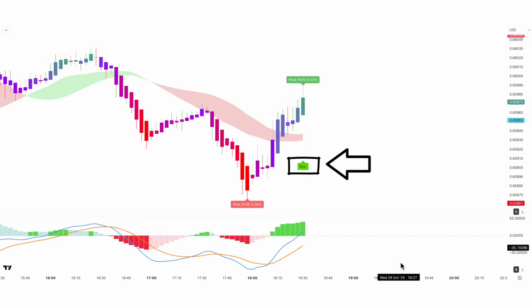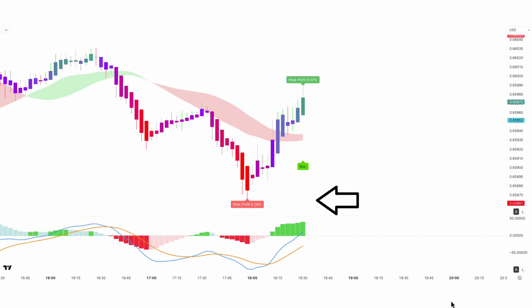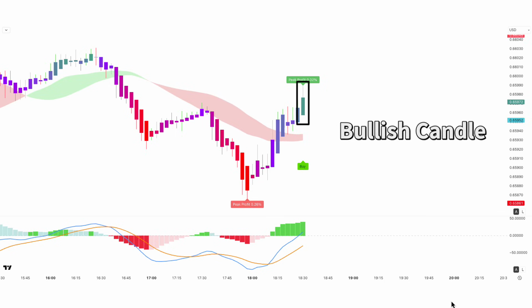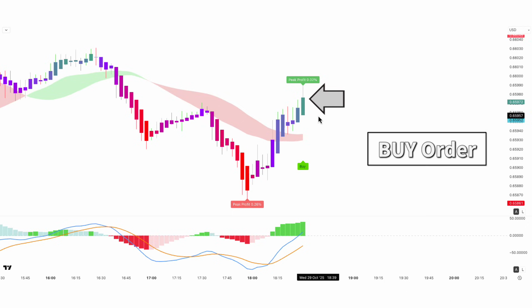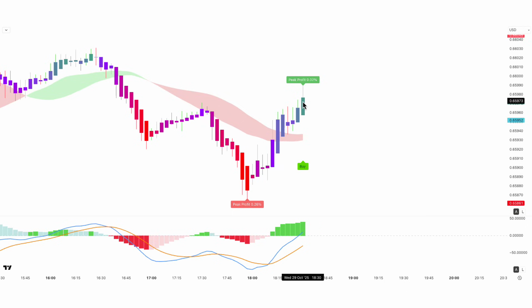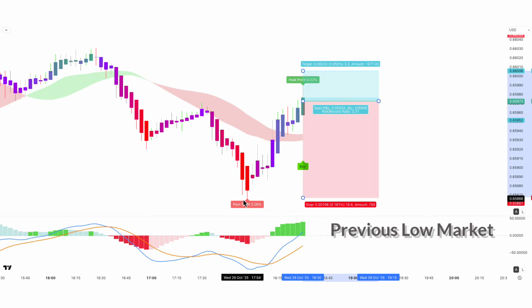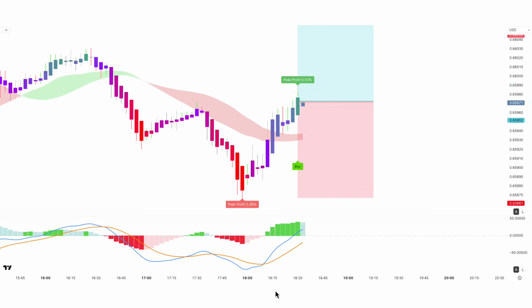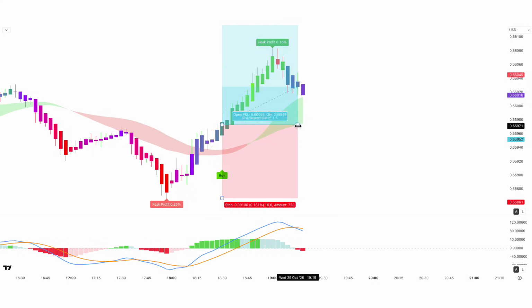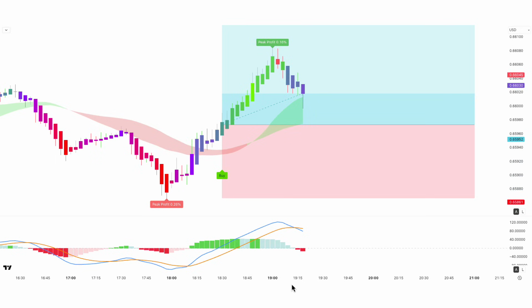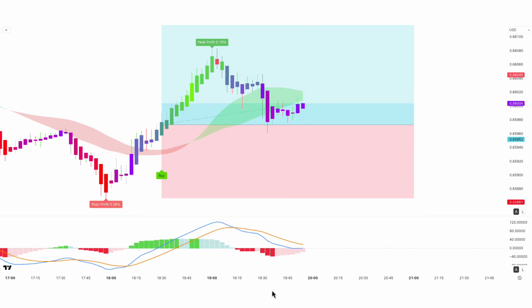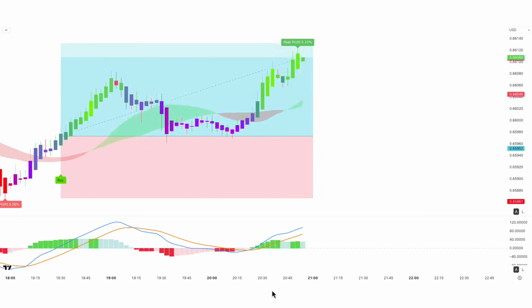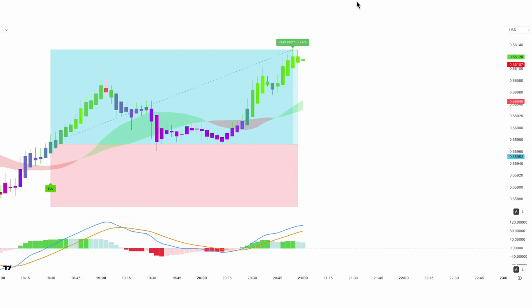Here, the ultimate algo arrow of this indicator is a buy signal. Here, the blue line of volatility adjusted is above the orange line. Here, market has made a bullish candle to give confirmation. So all our conditions are being fulfilled, so we are placing an order to buy. Our stop loss is to be placed at the previous low of the market, and the risk to reward ratio will be 1:1.5. Let's see what happens to our trade. Our trade is running in profit. We have won the trade. Let's find the next trade.